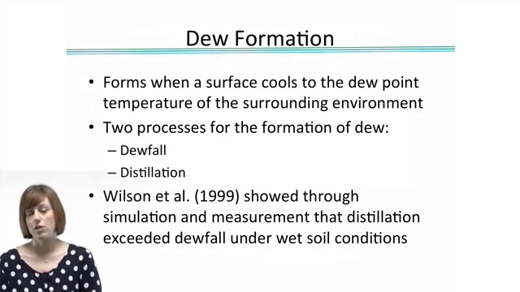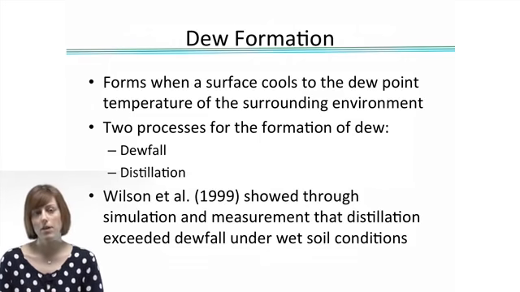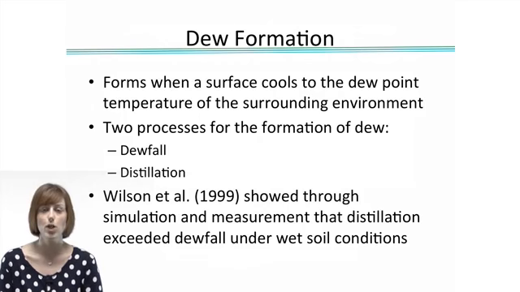So dew forms on a surface. In this context, we're talking about a canopy surface when it cools to the dew point of the surrounding environment. So we're talking more about the microclimate that this canopy is existing in as opposed to the overall climate of the region. And dew happens on a night where we have a clear night with calm winds. So we have a loss of long-wave radiation from the canopy itself, but we don't have a source of incoming long-wave radiation that we would typically have when we have cloud coverage. And so we promote more surface cooling or radiative cooling of the canopy itself, promoting the formation of dew.